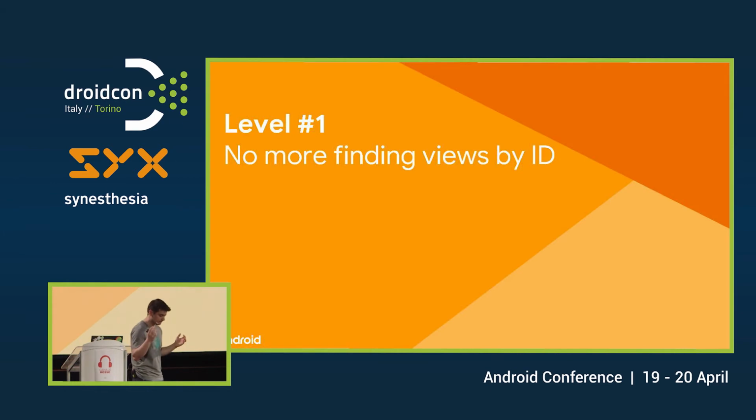Now, features. Let's start with the first one. The first feature of data binding is not actually a feature. It's more of a byproduct of another feature.